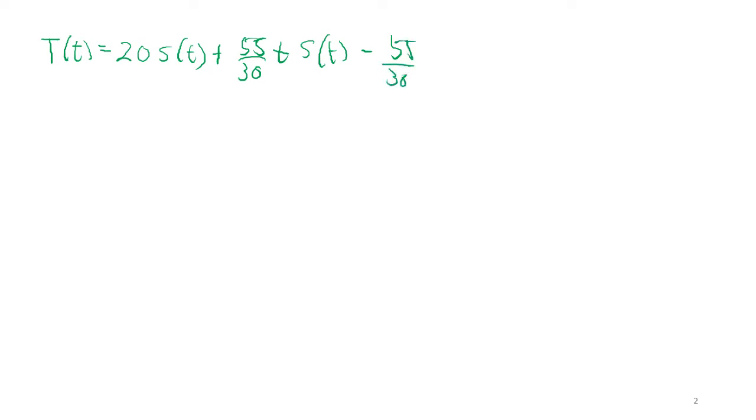Let's rewrite what we got from the time domain: 20 u(t) plus 55 over 30 t u(t) minus 55 over 30 (t minus 30) u(t minus 30). The second term is a ramp, and the first is a step input.